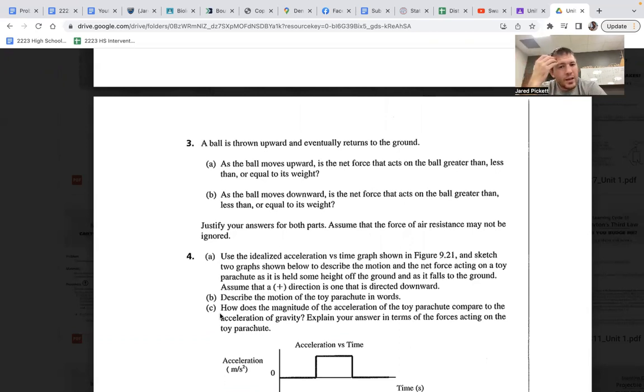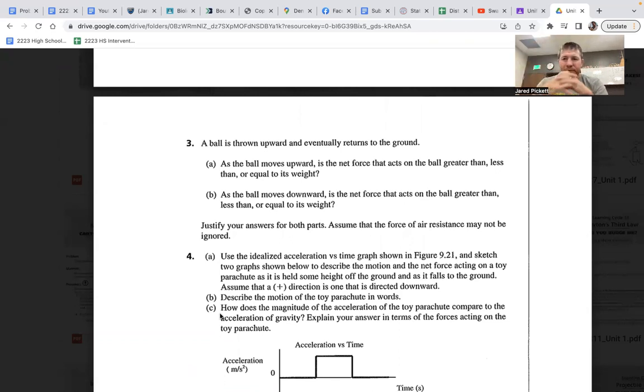All right, welcome back. So hopefully you recognize that the weight is a function of gravity. So it's really talking about the force of gravity. That's what weight is. And so is the net force, the overall force, greater than, less than, or equal to the force of gravity as it moves upward?